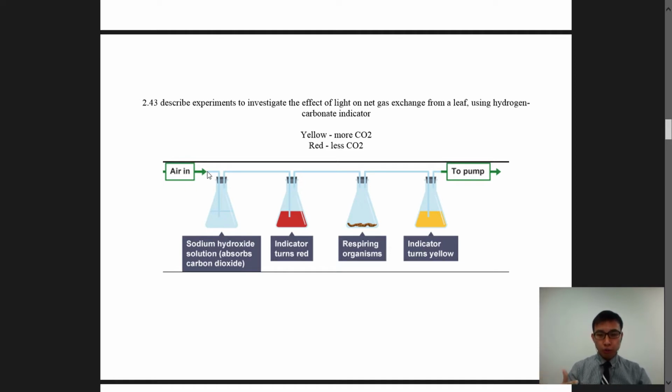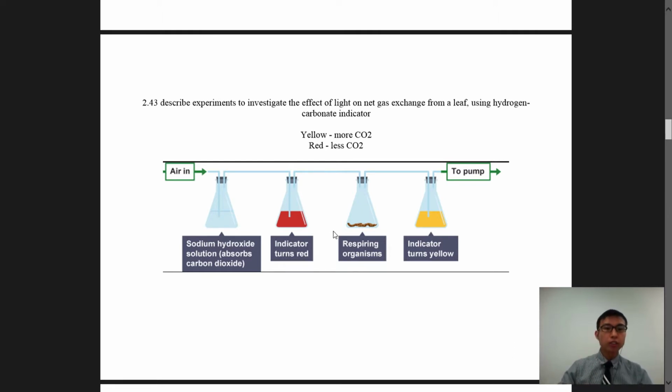As it goes through this first conical flask of sodium hydroxide, which is going to absorb the CO2, the air that goes onto the next flask is only going to contain oxygen. And you see that the indicator is red. Now, as the air keeps going over to the next flask, you have something which is respiring inside this conical flask. And what's going to happen? It's going to use up the oxygen and convert it into carbon dioxide because of respiration.